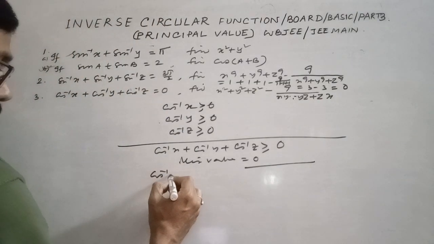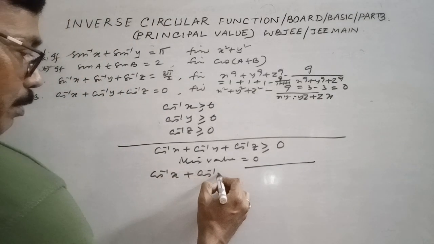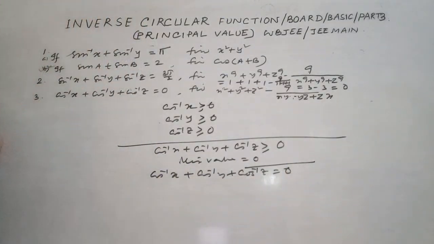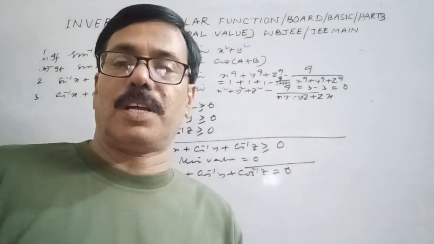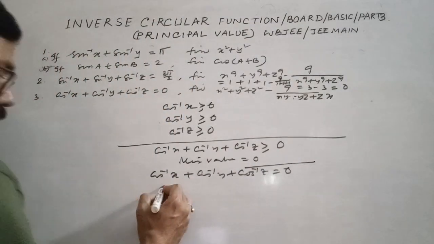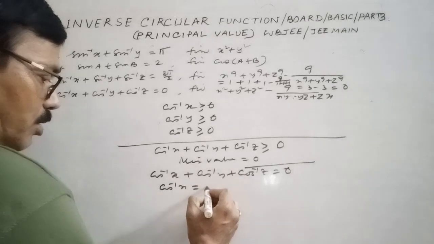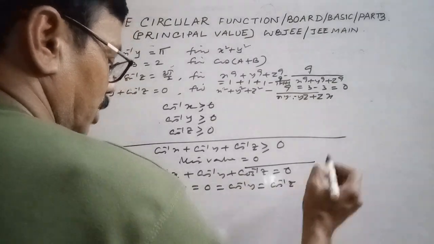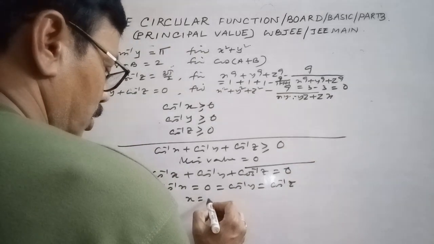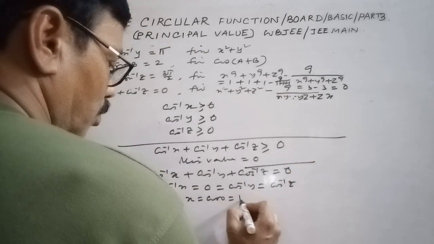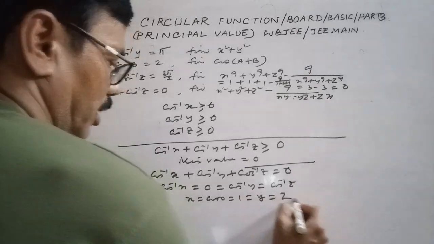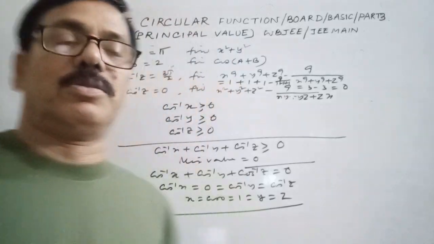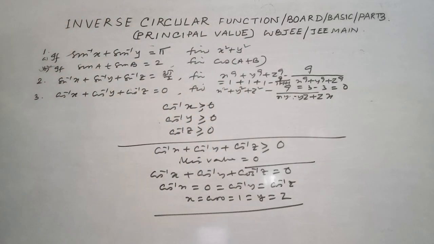Now what is our given condition? This plus this plus this is 0. So it is possible when cos inverse x equals 0 equals cos inverse y equals cos inverse z. So x equals cos 0, which equals 1, equals y equals z. So it is taking the minimum value.